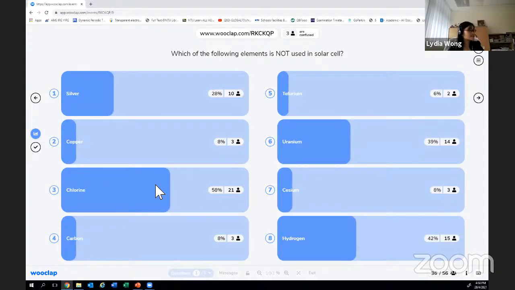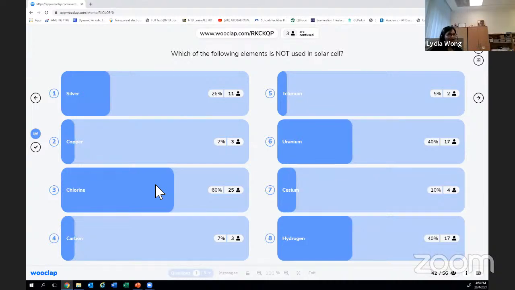Okay, you see? Wow, interesting. You can see how many people voted for each element, right? And then there are also 3 of you who are confused. Okay.